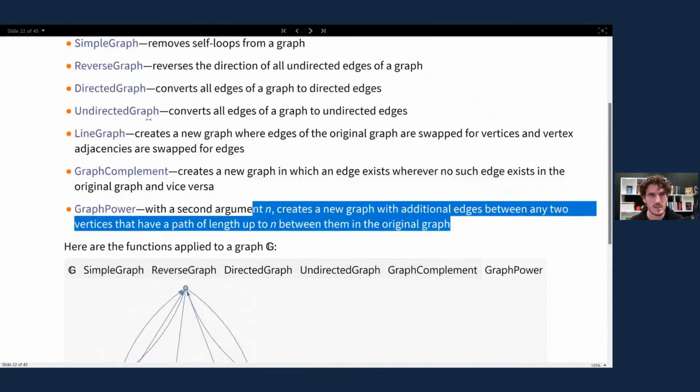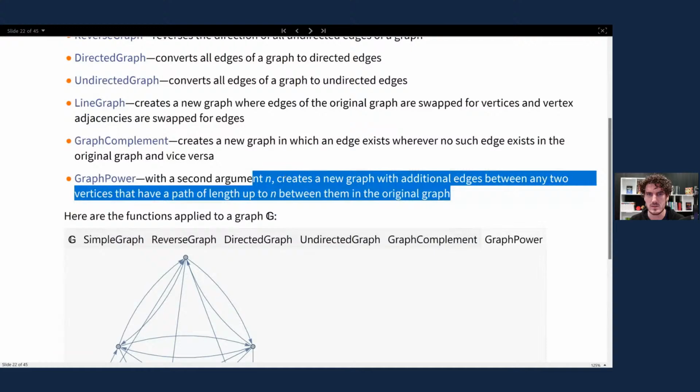So line graph isn't actually in here. And maybe someone can tell me why. Can you always do line graph of a graph, or does it have to satisfy certain conditions? I'm not actually sure.